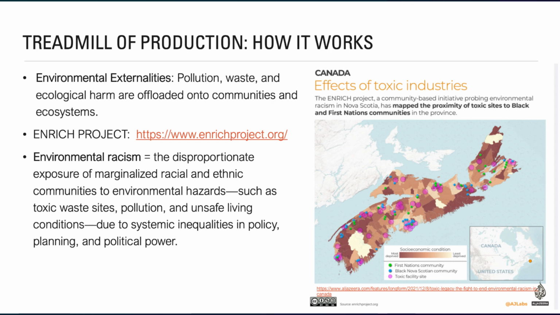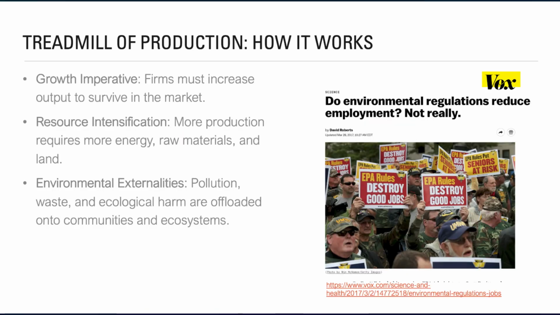The health impacts of living next to these toxic sites include higher rates of respiratory illness, cancer, and other chronic conditions linked to pollution. Environmental racism shows how the treadmill of production interacts with colonialism and racial oppression to produce disaster vulnerability. So we've talked about 3 key features of the treadmill of production.